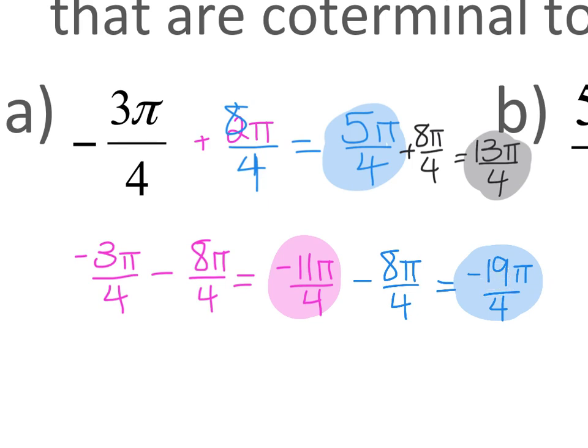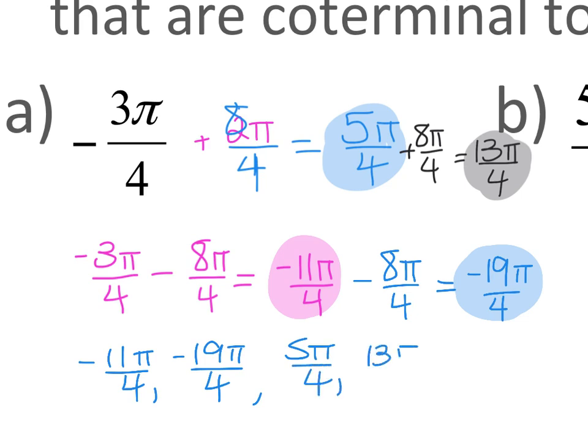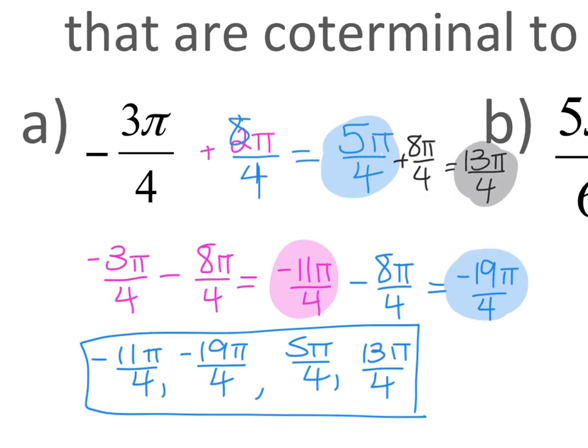So the 2 negatives are negative 11 pi over 4 and negative 19 pi over 4, and the 2 positives are 5 pi over 4 and 13 pi over 4. So this means I should be able to graph each of these and all end up with the same angle.